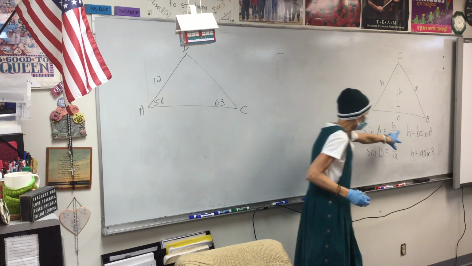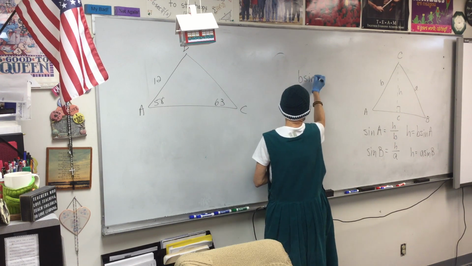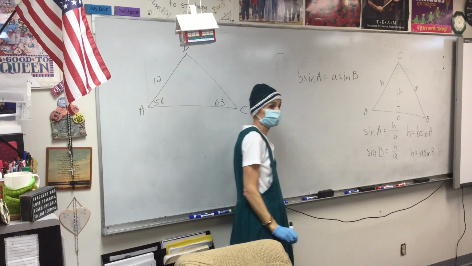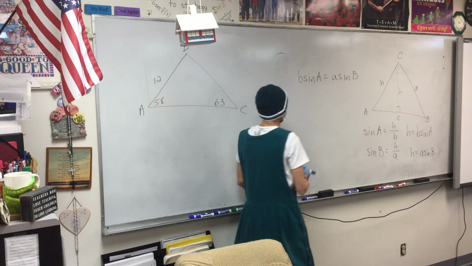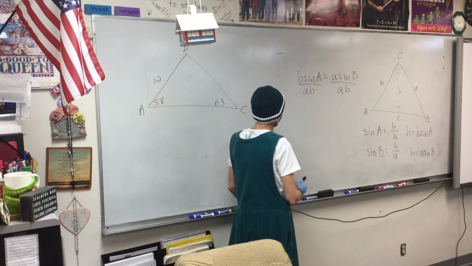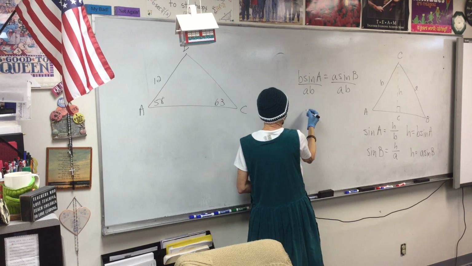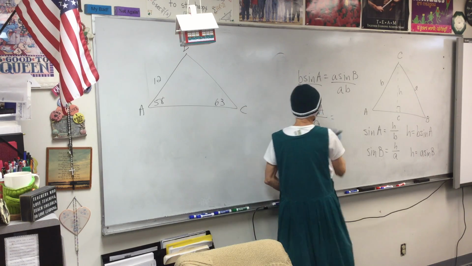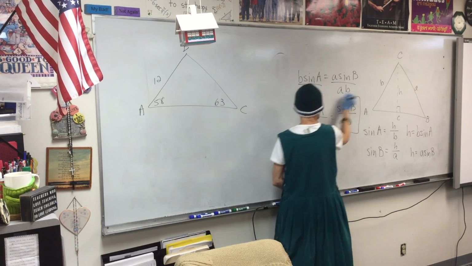Now, if both of these equations are equal to H, is it okay if I say B sine A equals A sine B? Yes. Sure, they're both equal to H, transitive property, right? I can set them equal to each other. Now I'm going to divide both sides by AB. You'll see why in a minute. What am I going to have left over here? What's this fraction going to be? Sine A over A equals sine B over B. There is your law of sines.